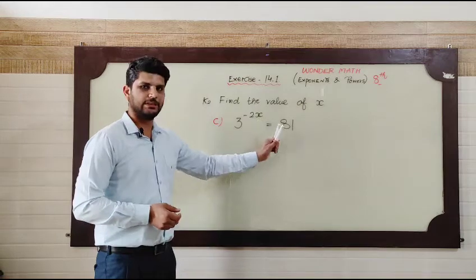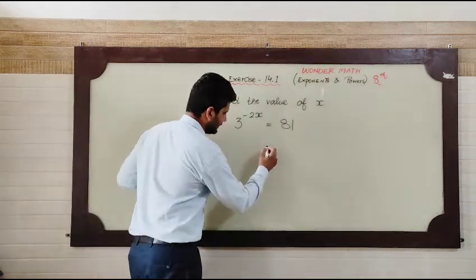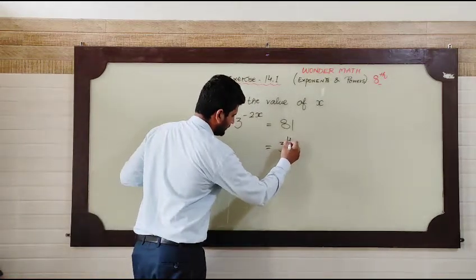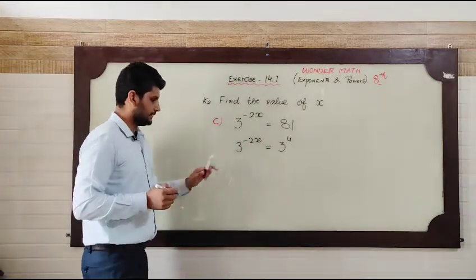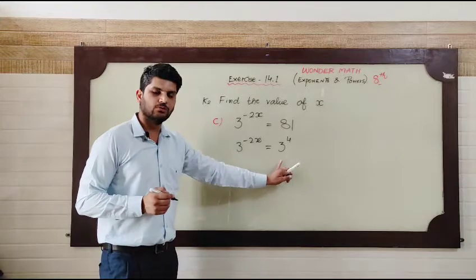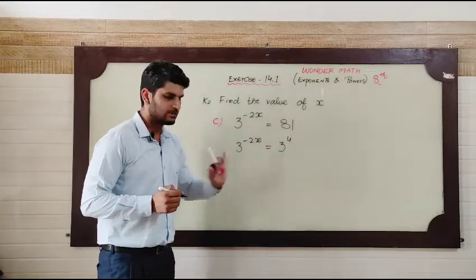Part C, 3 power minus 2x equals 81. Firstly, we write 81 as 3 power 4, and 3 power minus 2x. Now the power is positive on this side. Now the bases are the same, both values are the same, it means their powers must be the same.